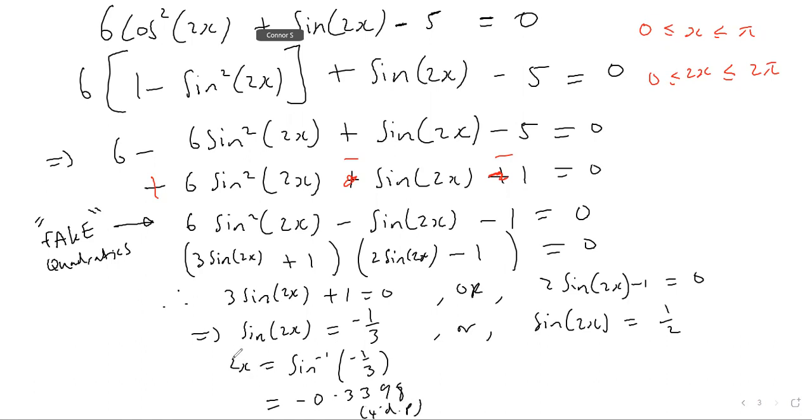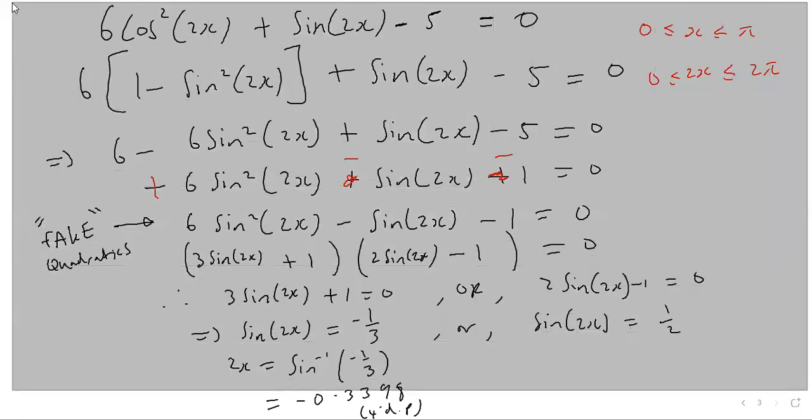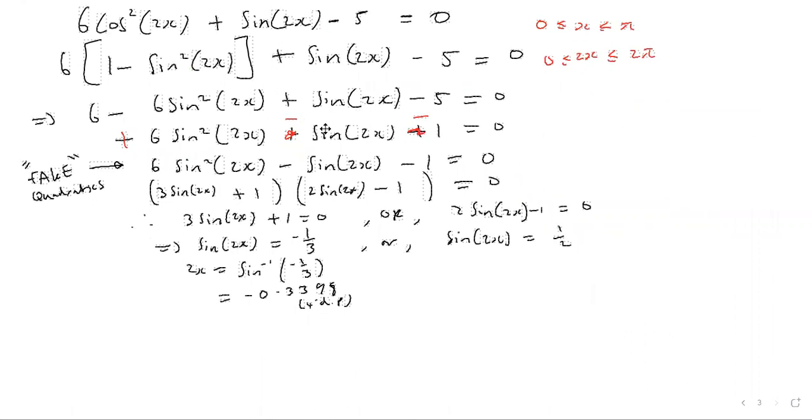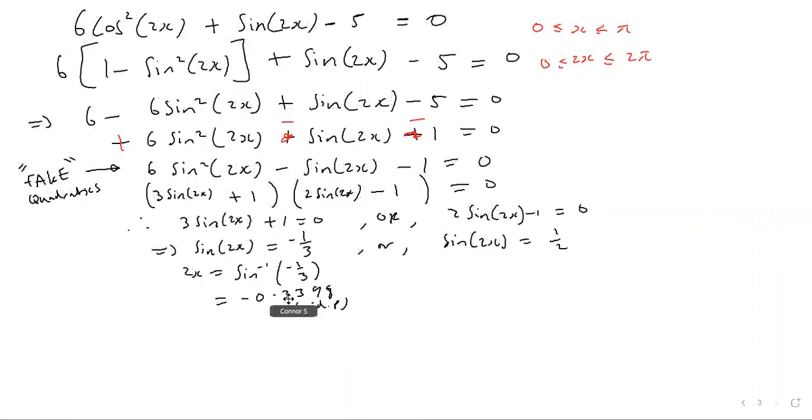And then, okay, what we've got to notice here is that actually that's not in our range of values, because remember our domain has to be between 0 and 2 pi. So 2x has to be between 0 and 2 pi. So actually, this inverse that we got, this negative 0.3398, is not within our values. So I'm just going to put a cross next to that.